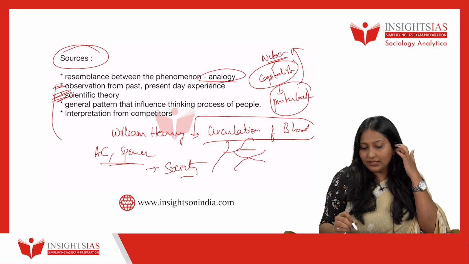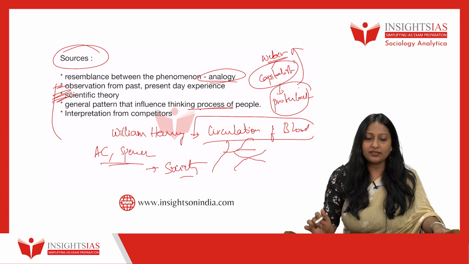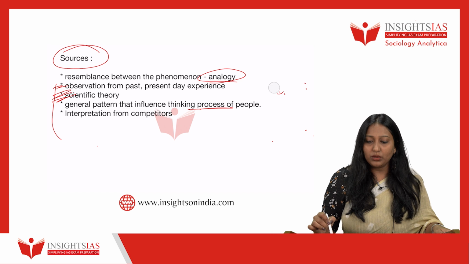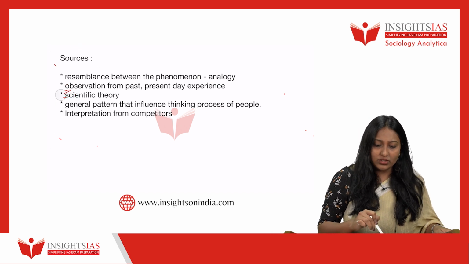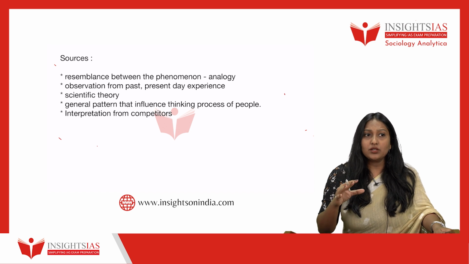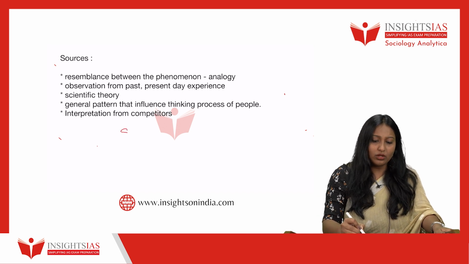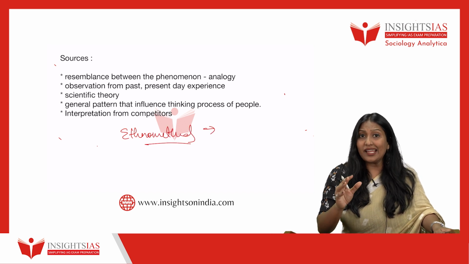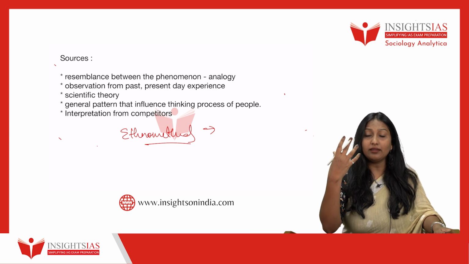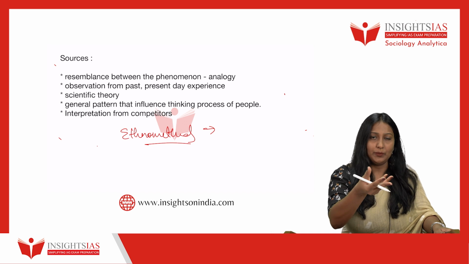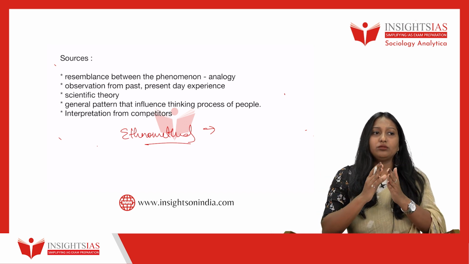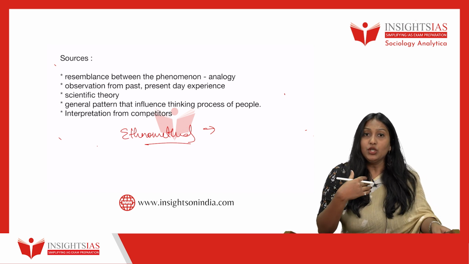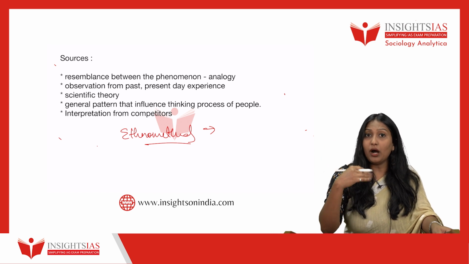The next point is general pattern that influences thinking process of people. Basically, how can we come up with a hypothesis is that when you go and study society, when you try to interpret how people think, for example, ethnomethodologists, you can write this from ethnomethodologists. Ethnomethodology tries to understand the meaning of society from the members' perspective. For some people something might be bad, for some people something might be good. Did you understand this? So you come up with a hypothesis from how the people are thinking.